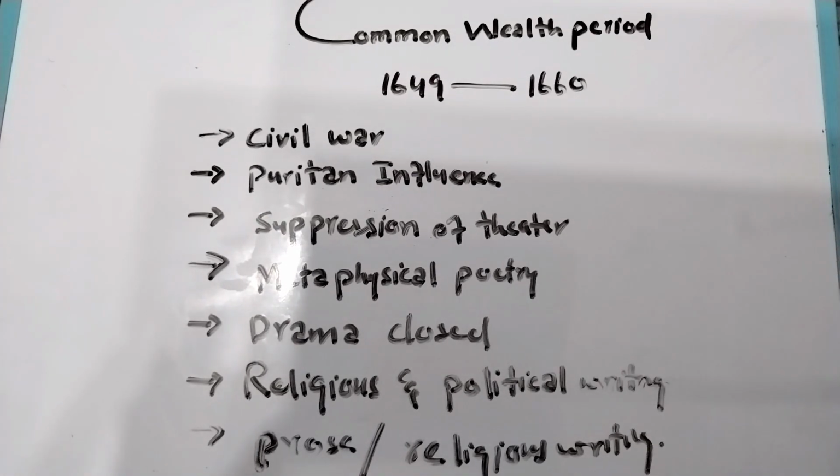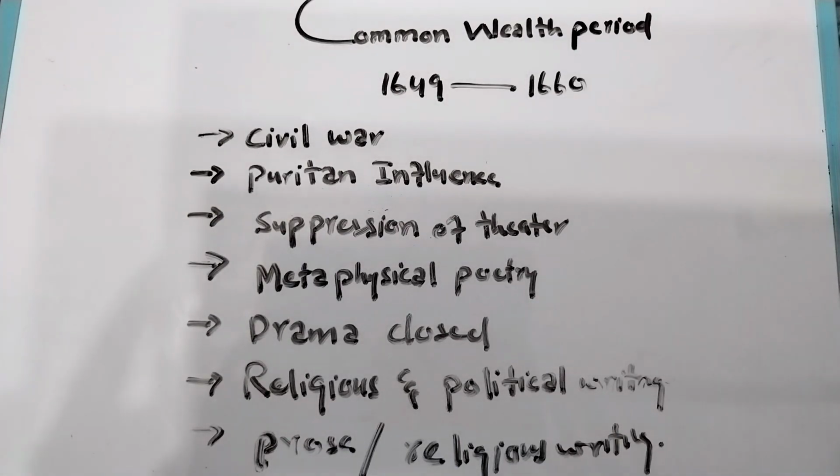Welcome to today's lecture on the political and literary background of the Commonwealth period in English literature. This fantastic era, spanning from 1649 to 1660, as I have written on the whiteboard as well, was marked by profound political upheavals and a flourishing literary landscape. In this era, we'll discuss some characteristics that I have written on the whiteboard as well.